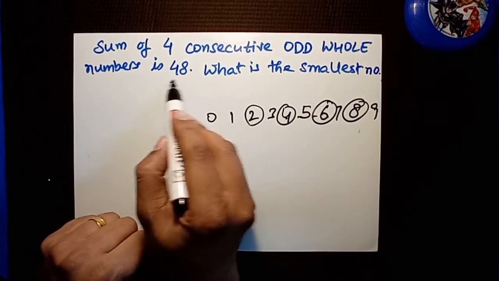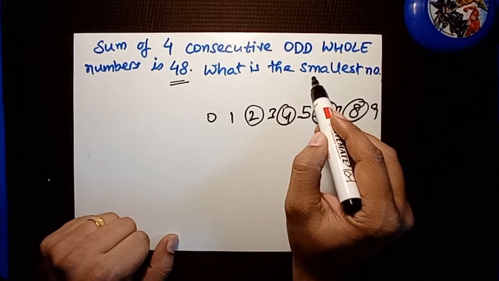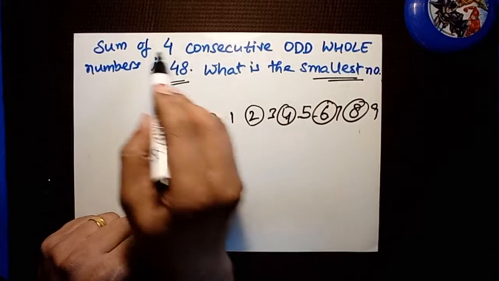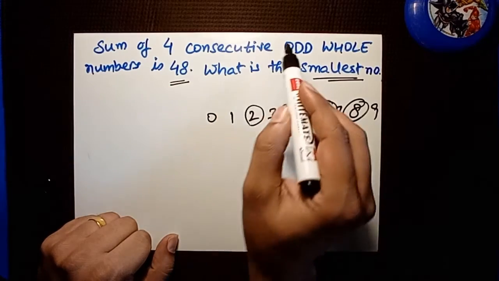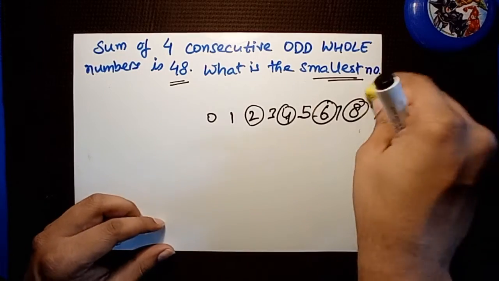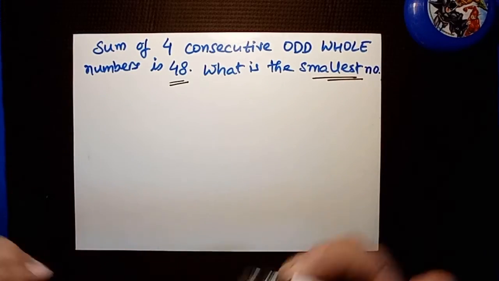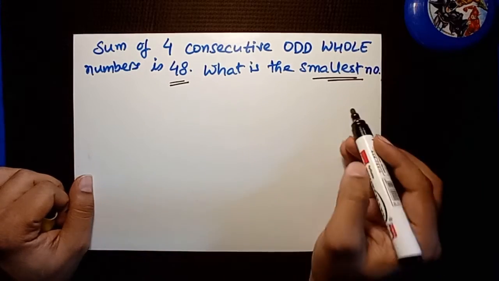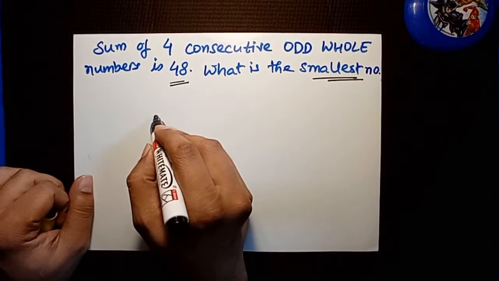So the problem is: there are some unknown four consecutive odd whole numbers and their sum is 48. We have to find the smallest odd whole number from these four consecutive odd whole numbers. Let's go step by step. So, what is the unknown? The smallest odd whole number. Let's call it x this time.